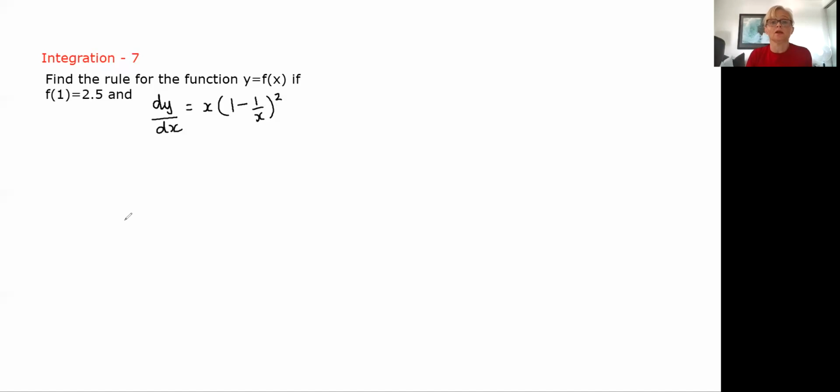So let's do that. We're not actually integrating anything yet. We're just expanding. All right, so we're going to get x times 1 squared, which is 1, minus 2 times 1 times that, plus our 1 on x squared. So that's our expansion of our squared, bringing the x in, and we get that. So that's our first step.